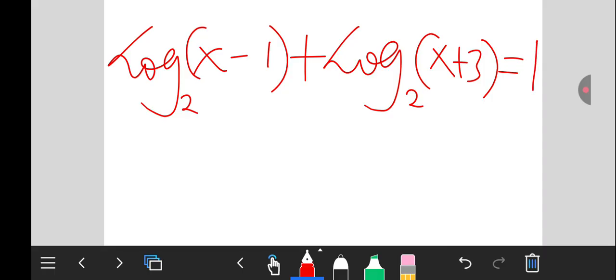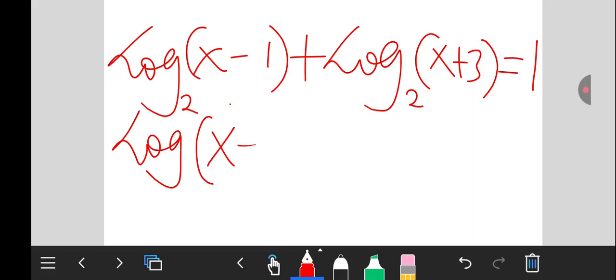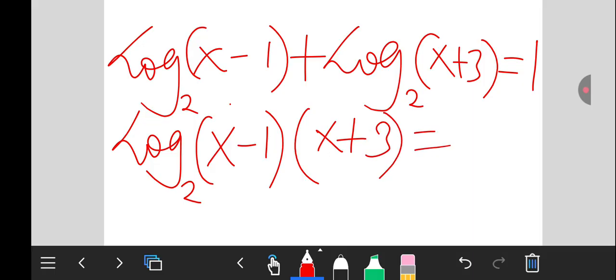Alright, so let's solve it. For this one, we're going to apply the law of addition of logs. So we're going to say log. For addition, we said you multiply the logs. So log base 2, but we multiply the logs, x plus 3 is equal to 1. Okay?